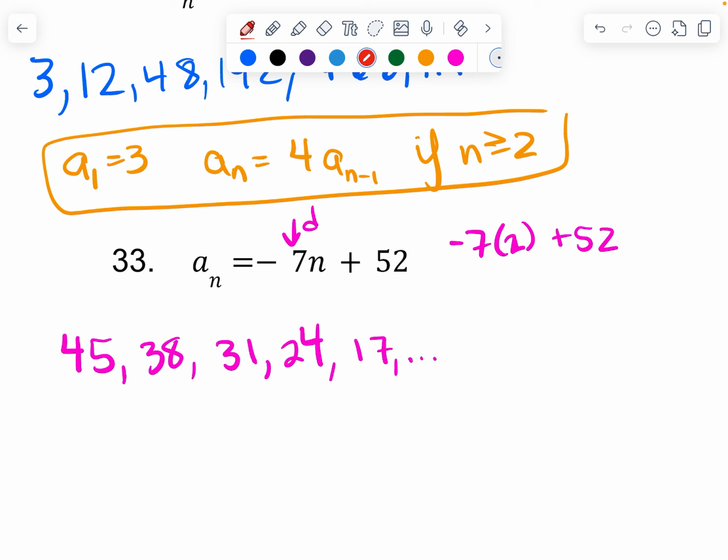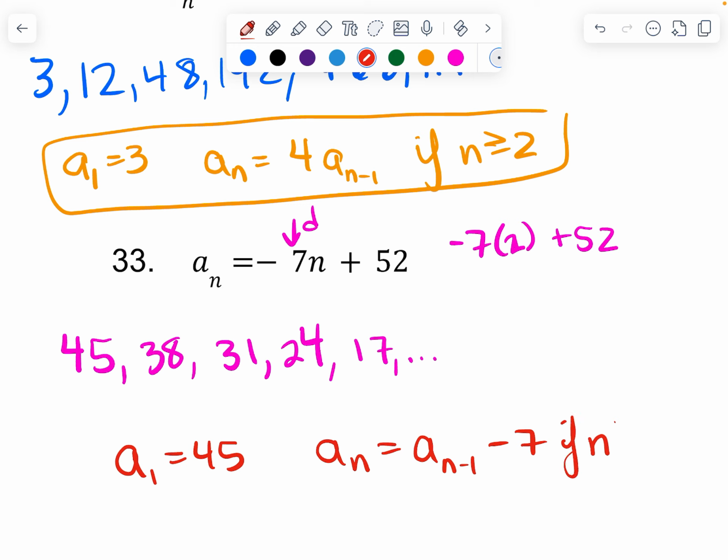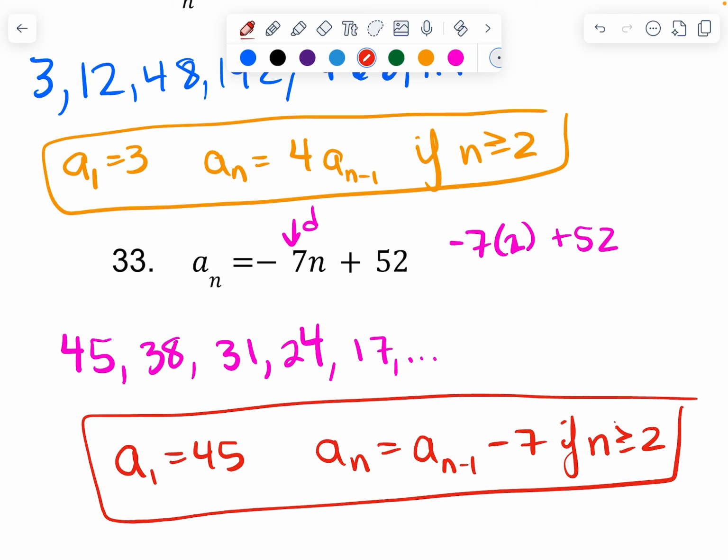Then if I'm going to write my recursive, my a sub 1 equals 45, where a sub n equals the previous term, subtracting 7, and that's if you start at n is 2.